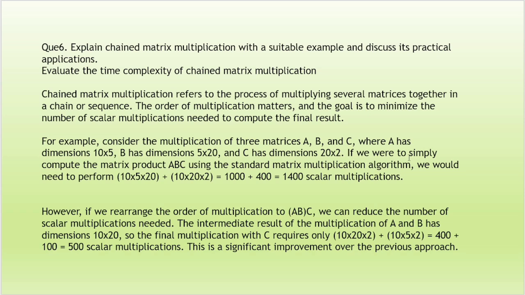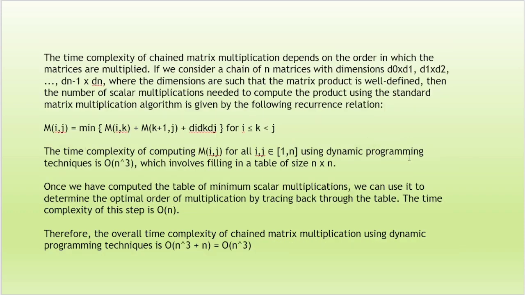The intermediate result of multiplication of A and B has dimension 10 by 20, so the final multiplication with C requires only 10 into 20 into 2 plus 10 into 5 into 2, which is 400 plus 100, equal to 500 scalar multiplications. This is a significant improvement over the previous approach. The time complexity of chain matrix multiplication depends on the order in which the matrices are multiplied.